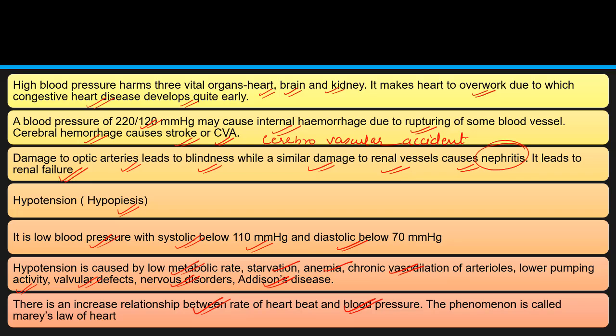There is a direct relationship between the rate of heartbeat and blood pressure. Increased heartbeat means increased blood pressure. This phenomenon is called Marey's law of heart. Now we will discuss different disorders related to the circulatory system. We have already discussed hypertension and hypotension. Now we are going to discuss varicose veins.